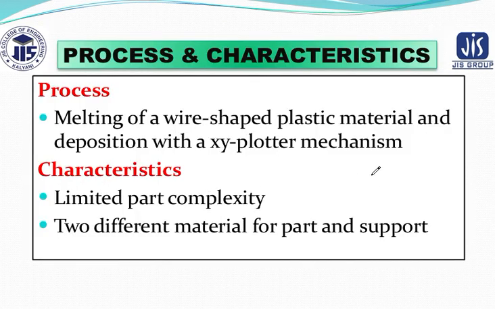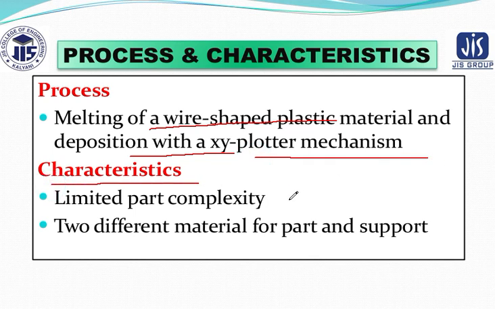Now let's have a look at the process and its characteristics. What is involved in the process? It is melting of the wire-shaped plastic material and deposition with an XY plotter machine. Now what are its characteristics? Limited part complexity can be produced. Two different materials for parts and support can also be produced.